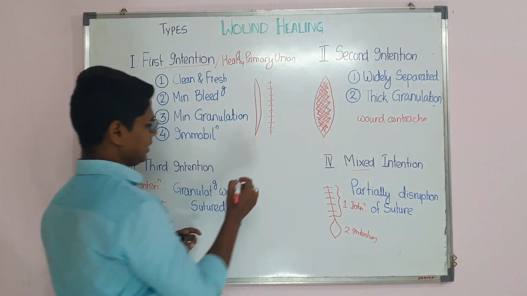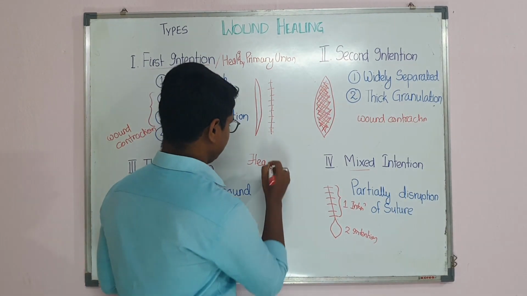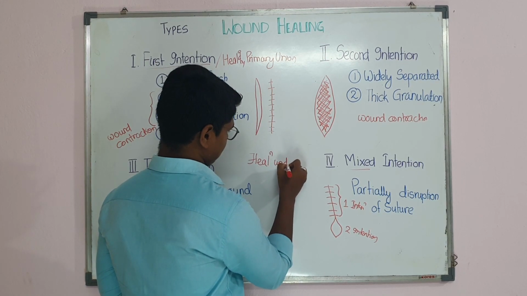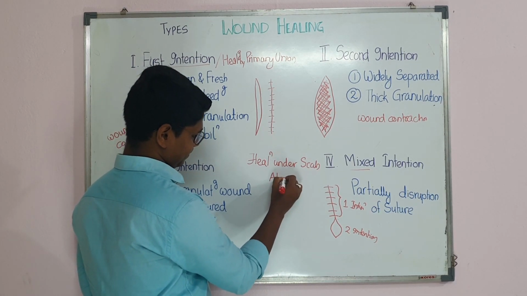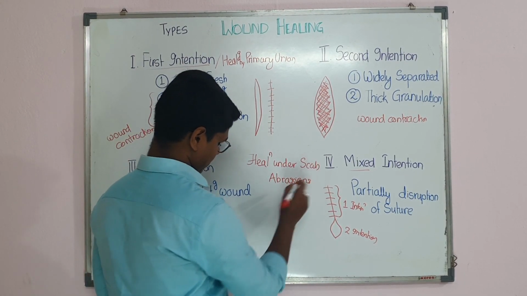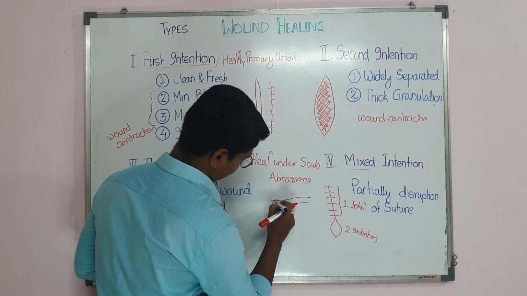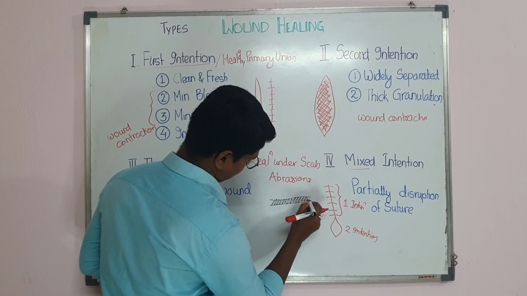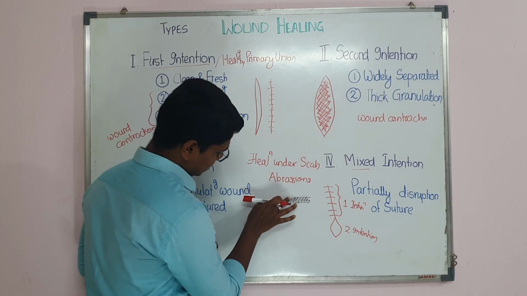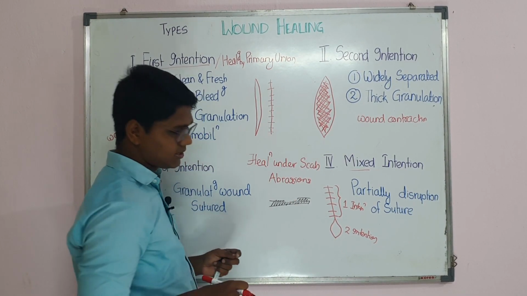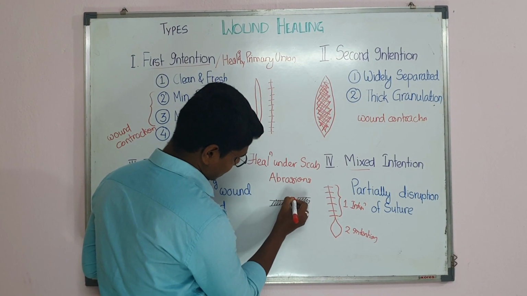There is another type, healing under scab, which you may find in Essentials of Veterinary Surgery by A. Venugopal. What is this? This is basically for abrasions. Suppose this is the skin. You remember the abrasion? Only part of the epidermis or dermis is lost, like this. What will happen? There will be skin bleeding, so there will be a scab formation.